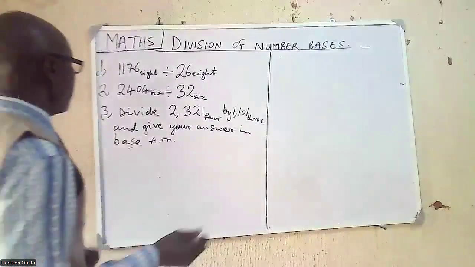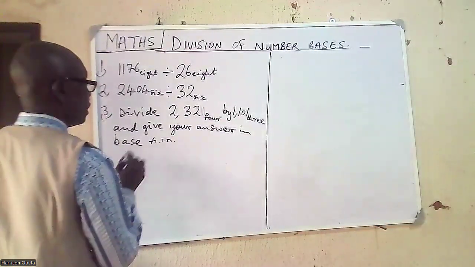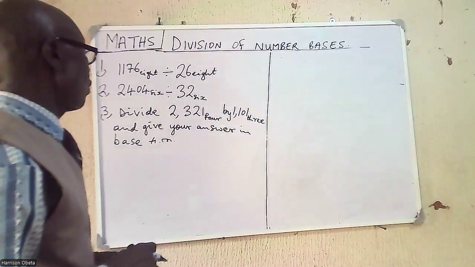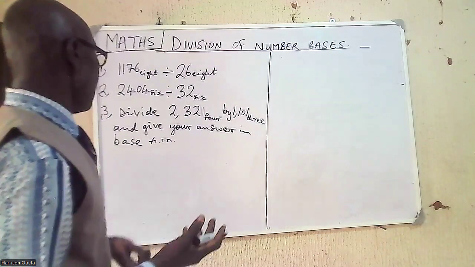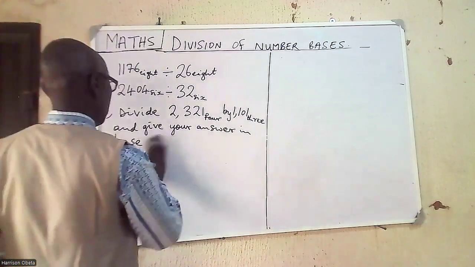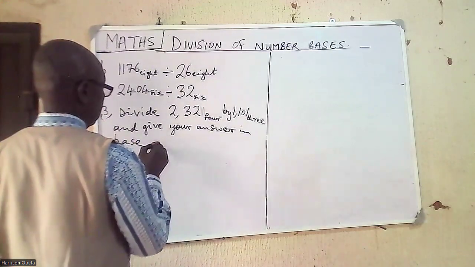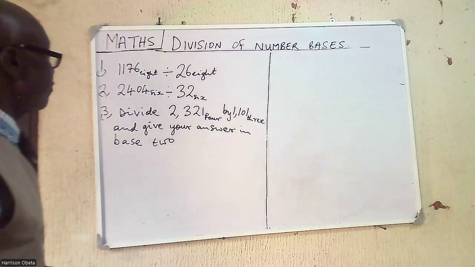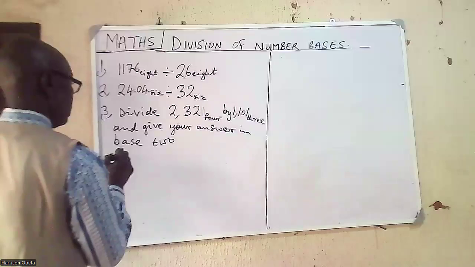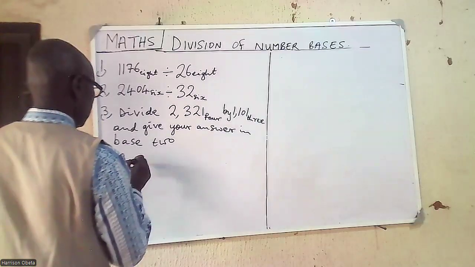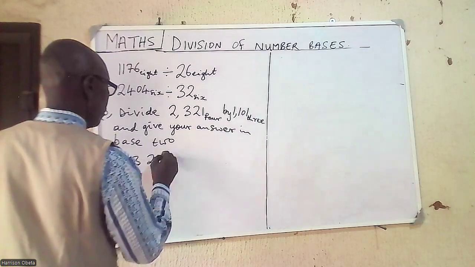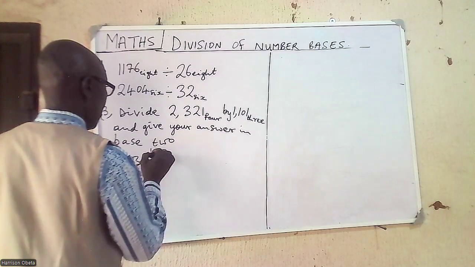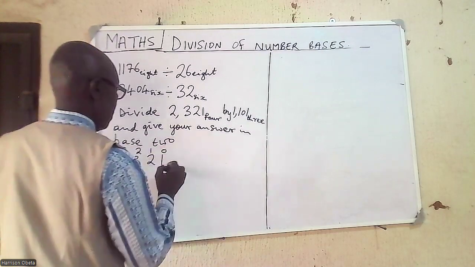Now in number 3, we have 2321 base 4 divided by 1101 base 3. So as I said earlier, we have to convert each to base 10 before we go ahead and then divide and convert back. So we have 2, 3, 2, 1. Using our usual method, 0, 1, 2, 3. Remember, this is base 4.